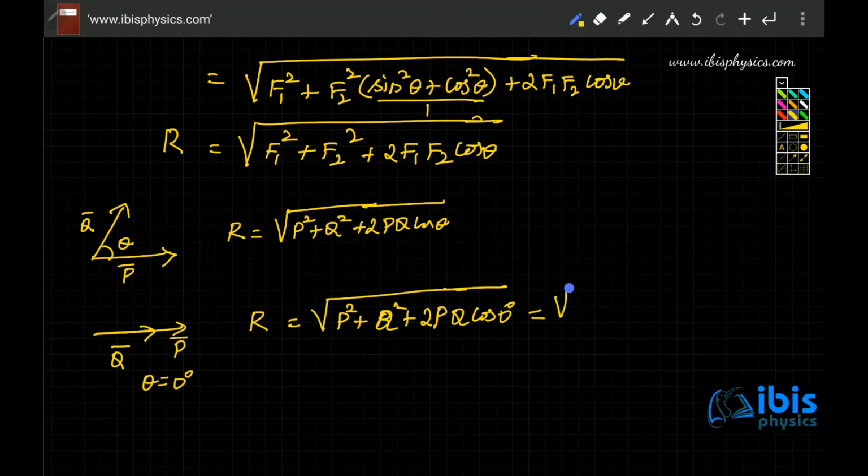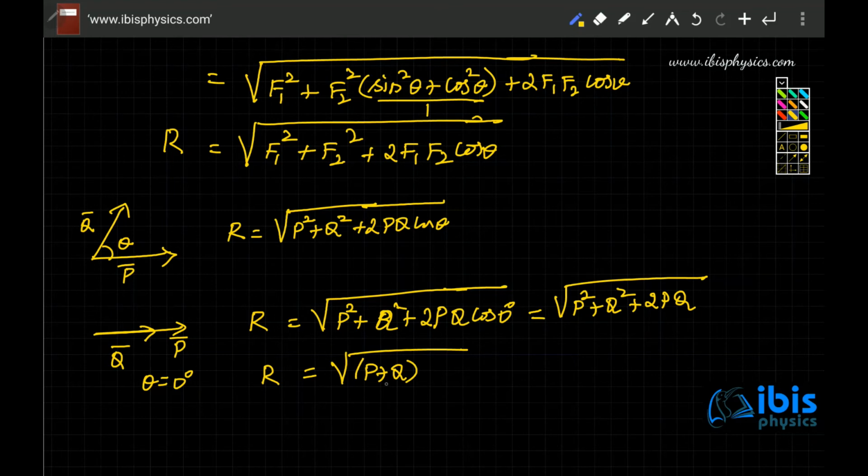This is equal to root over p square plus q square plus, cos 0 is 1, so plus 2pq. Then r vector's magnitude is root over a square plus b square plus 2ab, so it is simply p plus q the whole square. P plus q whole square, to the power 1 by 2, is simply p plus q. You see, in the last video we had seen that when two vectors are parallel to each other, the resultant is the algebraic sum. We have got the algebraic sum because we have not put arrows here.